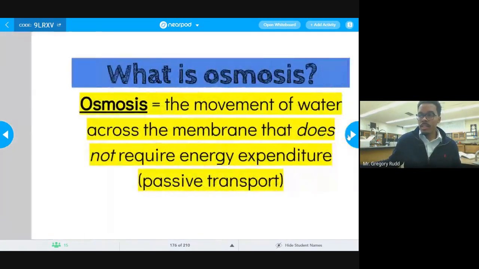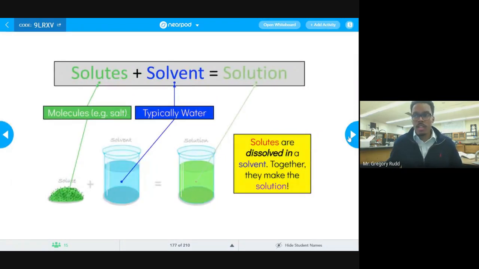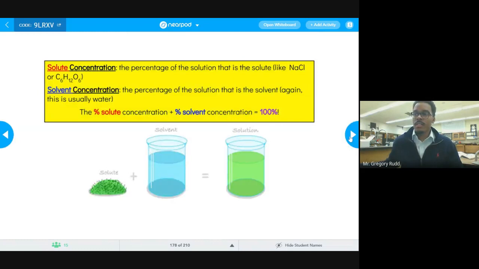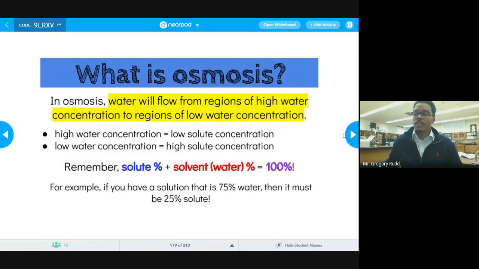All right. Then active transport, we also talked about solutes, solvents, and solutions as well. When you mix a solute into a solvent, they make a solution. If my solute is salt and my solvent is water, when I mix them, I create salt water. There's your solution. We've talked about the fact that the solute percentage must add up with the solvent percentage to equal 100%. So if I know one, then I can easily calculate the other. If I know the solute percentage, then I can easily calculate the solvent percentage.